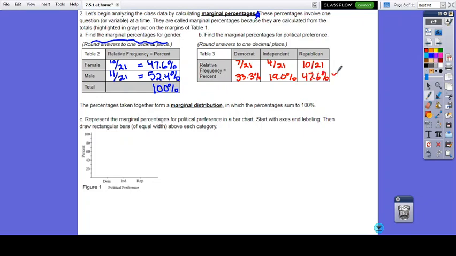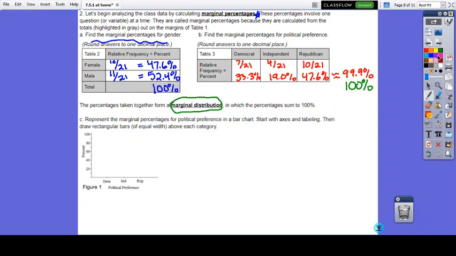Now, just to show you this, if you add these up, they should add up to 100. Well, those actually add up to 99.9%. For the purposes of what we're doing here, as long as you're within the 1%, you're fine, because some of you may have figured this one based on 100 minus the 33.3 and minus the 19.0. So as long as you're within 0.1%, you're good on these ones. But do realize that sometimes these won't come out to 100, but really this is 100%. It's just based on rounding errors here. So to take this a step further, the percentages taken together form what's called a marginal distribution, in which the percentages sum to 100%.